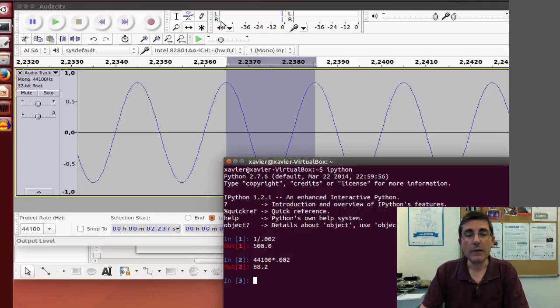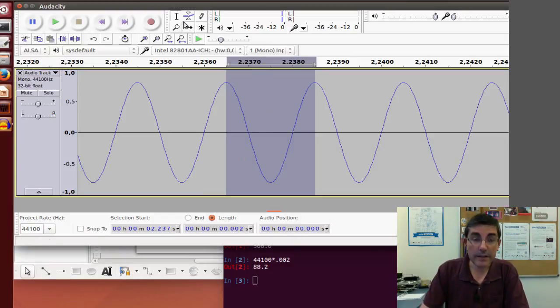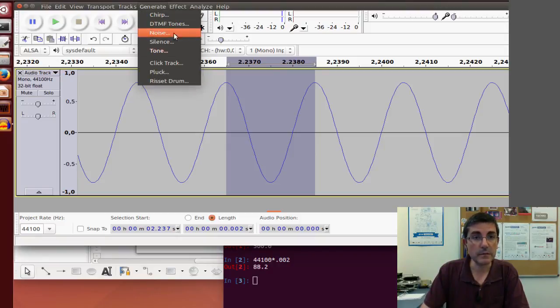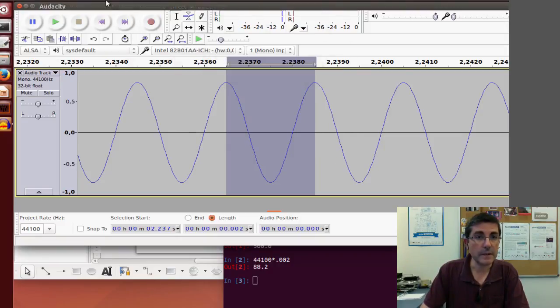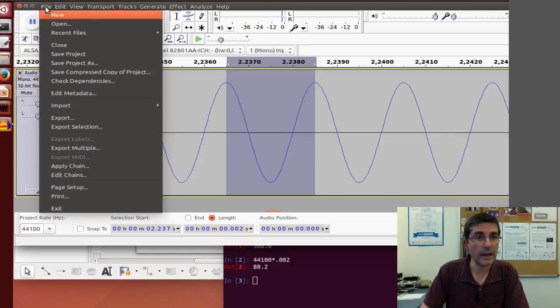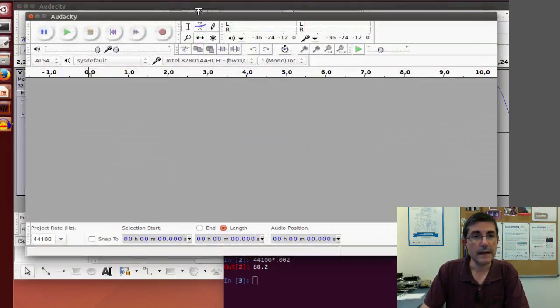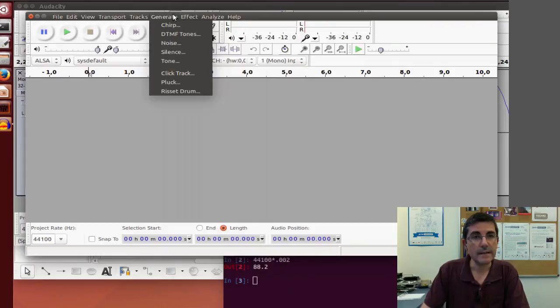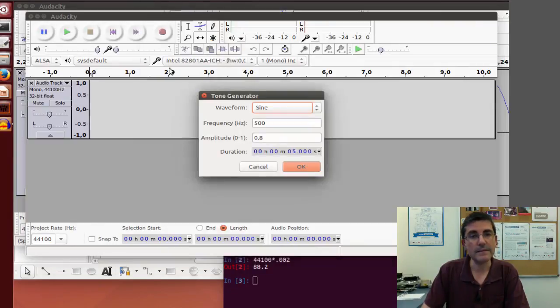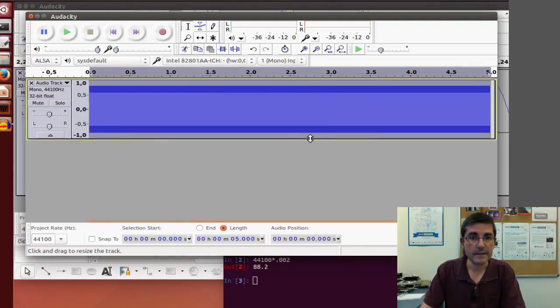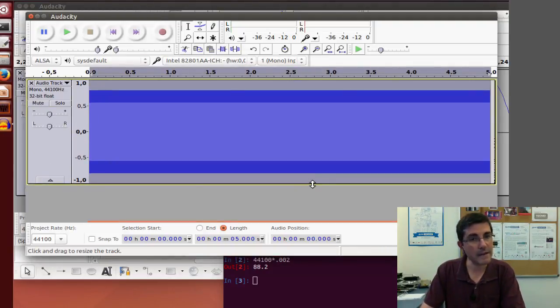Okay, now let's generate another sinusoid, but of a different frequency. So let's maybe open a new file. Okay, and let's create another sinusoid, but instead of 500 Hertz, let's put, for example, 5,000 Hertz. Okay, so this is the sinusoid of 5,000 Hertz. We can hear it too.